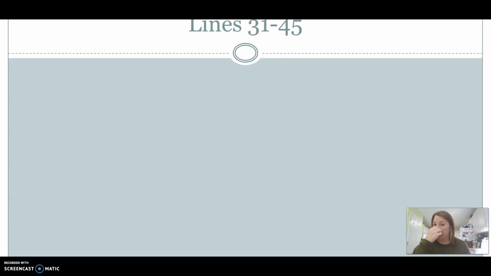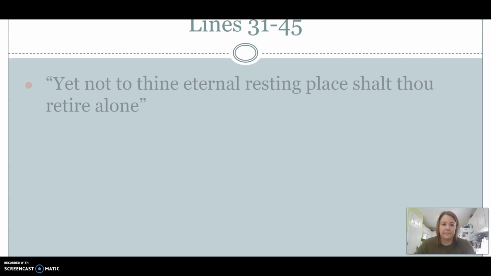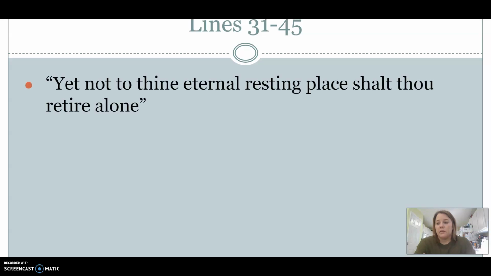Okay, so moving on to the second half of the poem, lines 31 to 45. Obviously, the subject matter of this poem is pretty dark. He's talking about death and how the readers should not be too afraid of that, because when we die, we're going to be returned back to the earth. But we should not just take comfort in that, Bryant says. He says we should take comfort because yet not to thine eternal resting place shalt thou retire alone. So in other words, you're not going to be alone.